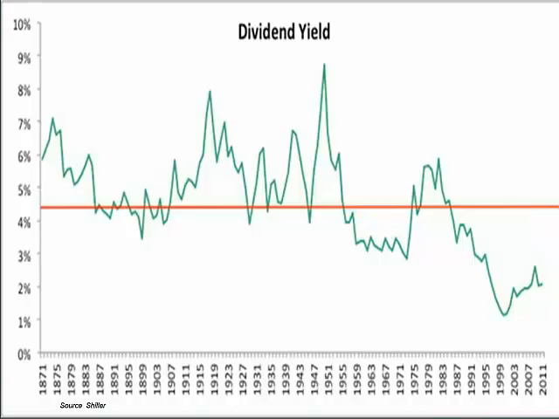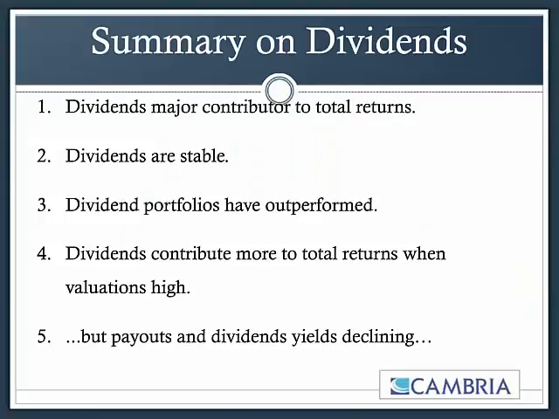So, quick summary on the first part of the presentation. Dividends have been a major contributor to total returns. Dividends are stable. The portfolios sorted on high dividend yield have outperformed. We don't mention this here, but they've also outperformed in almost every country around the world. It's also outperforming if you sort countries based on dividends. That's a great way to invest internationally. And then dividends contribute more to total returns when valuations are high, where we are right now, so they're even more important. However, payout ratio and dividend yields have been declining over the past century.